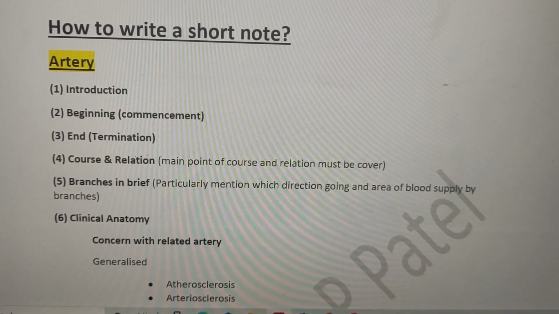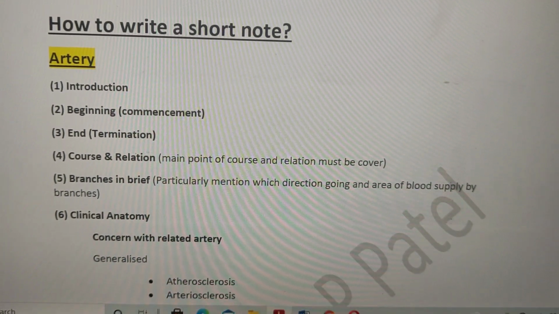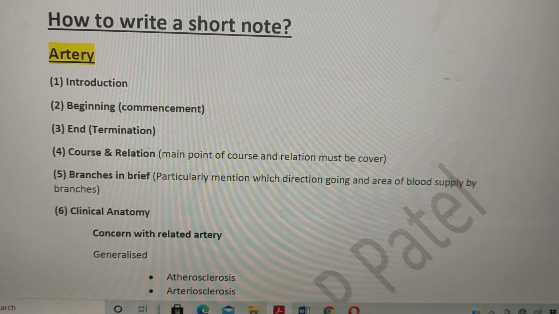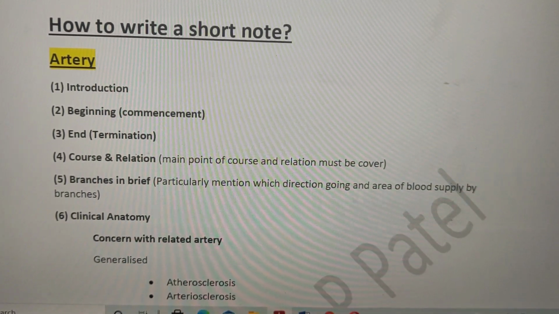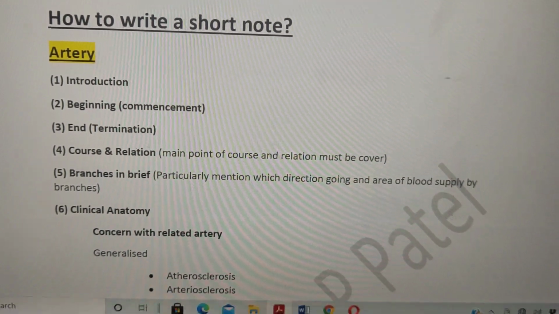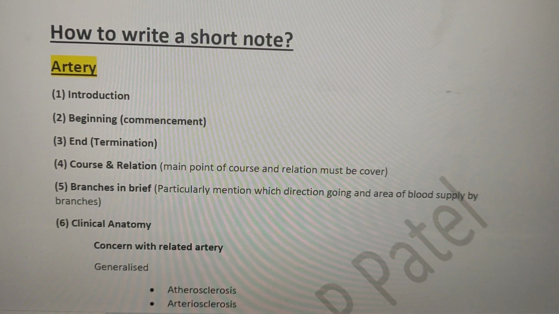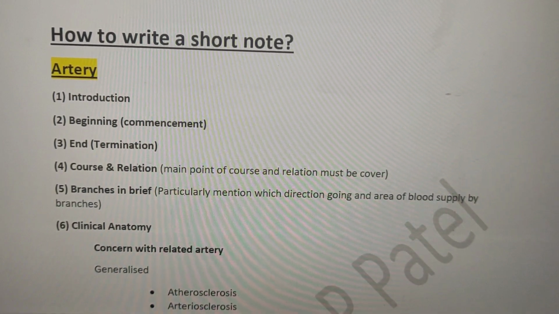Example: inside the body, any artery can be asked in the short note, like the femoral artery, axillary artery, internal iliac artery, maxillary artery, facial artery, any artery. It can be asked in the exam. You have to write with the following headings.